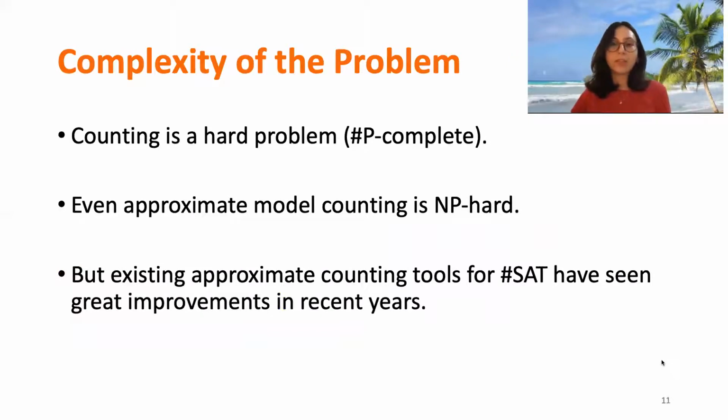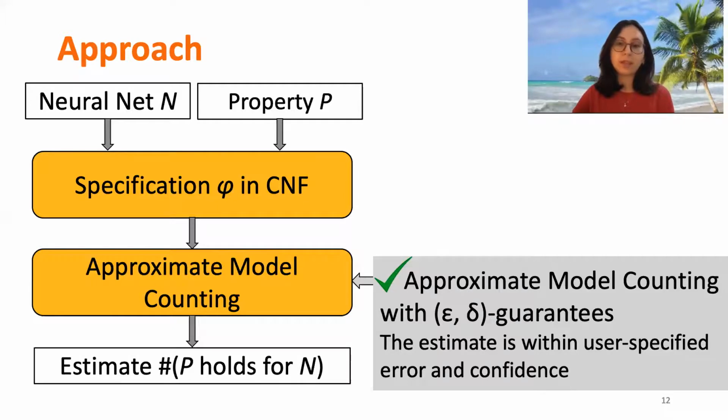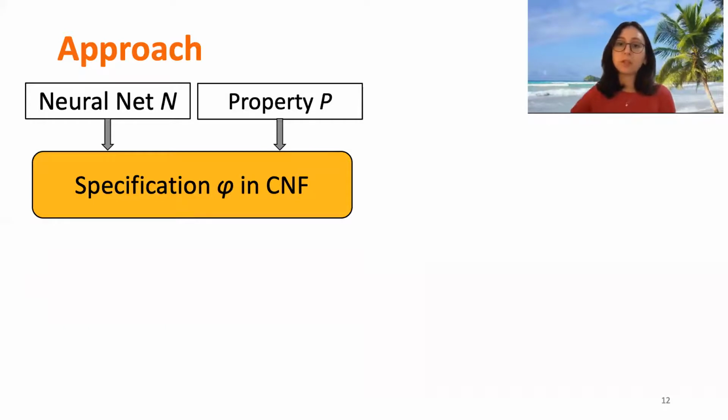However, there is no free lunch. Counting is actually a very hard problem. It's in fact #P-complete, and even its approximate variant is NP-hard. But existing approximate counting tools have seen great improvements in recent years, which gives us hope. So we actually relax our problem to approximate model counting. So here, the tools work with Boolean formulas in CNF, in conjunctive normal form, and give us the epsilon-delta guarantees that we want. However, the challenge is, how do we obtain a specification in CNF?